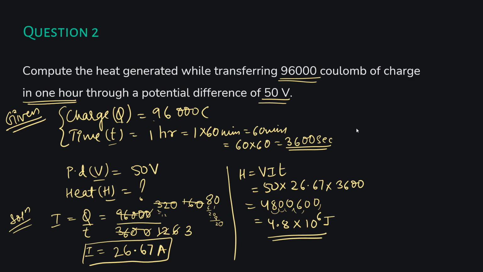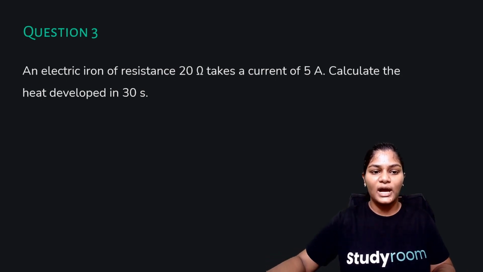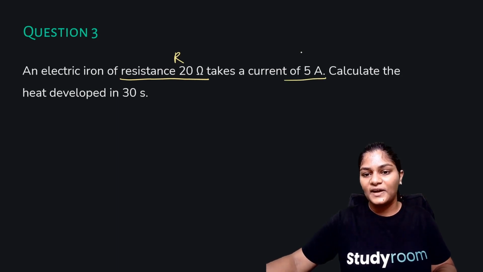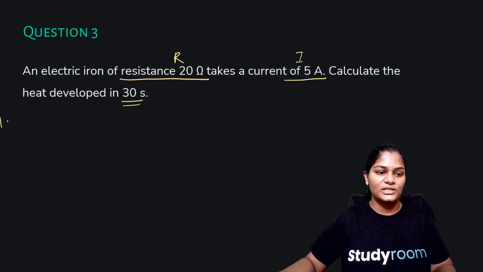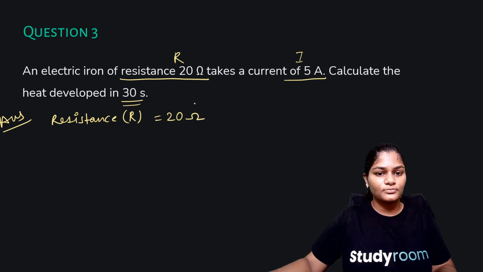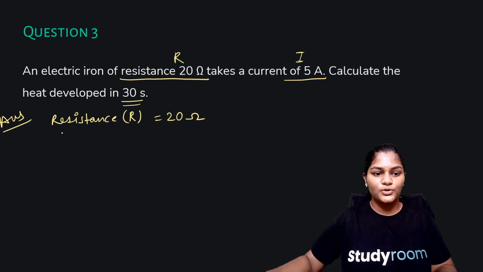Okay, moving on to the last question for this part. It says that an electric iron of resistance 20 ohms, so R is given to us, takes a current of 5 ampere, I is given to us. Calculate the heat developed in 30 seconds. Awesome. We write what is given to us. Resistance, which is R, is given to us as 20 ohm. It takes a current of 5 amperes. So we are given current, which is I, is equal to 5 ampere.